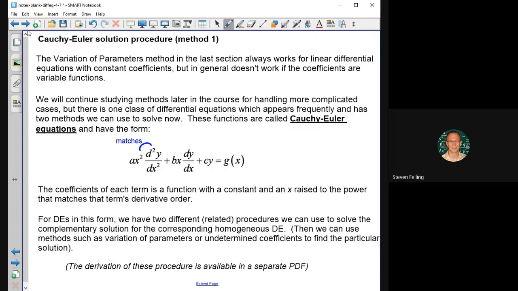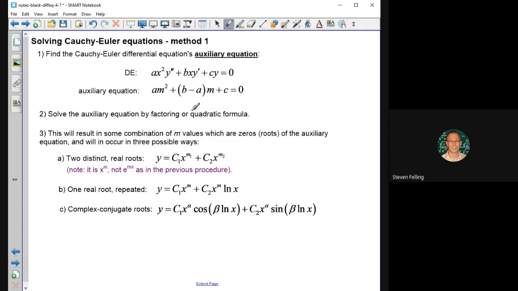Okay, the first method, which is used more frequently, does this. It says, first of all, take the equation and put it in the standard form for a Cauchy-Euler differential equation, which has all the derivatives lined up like this, and then we label the constants of each of the coefficients a, b, and c.